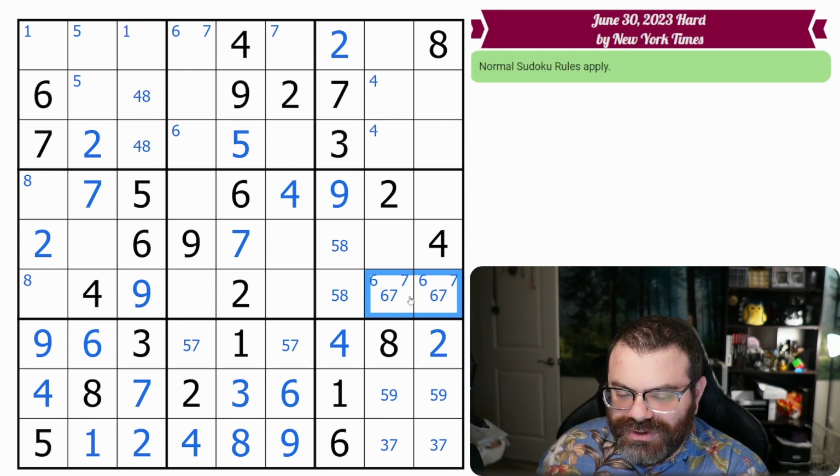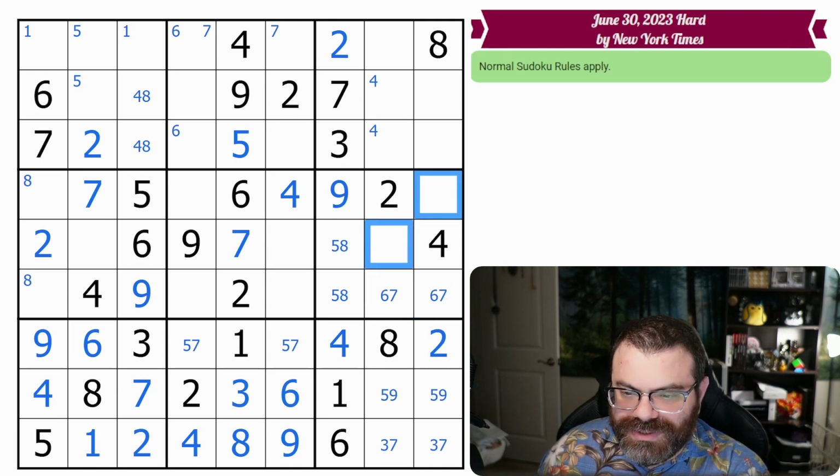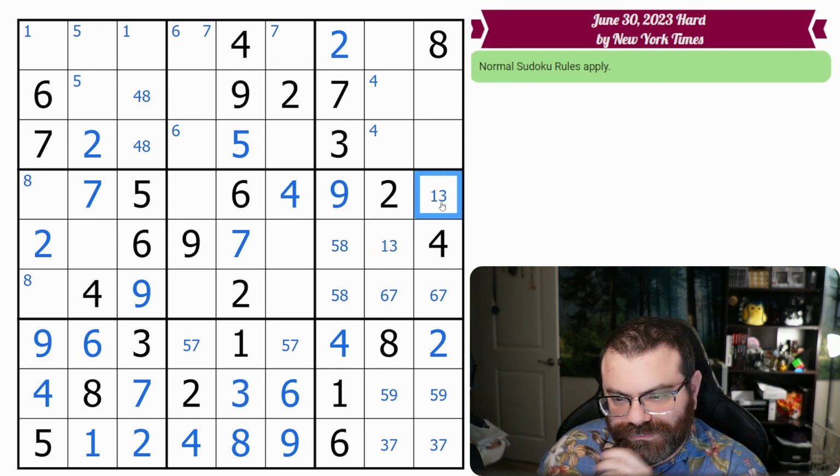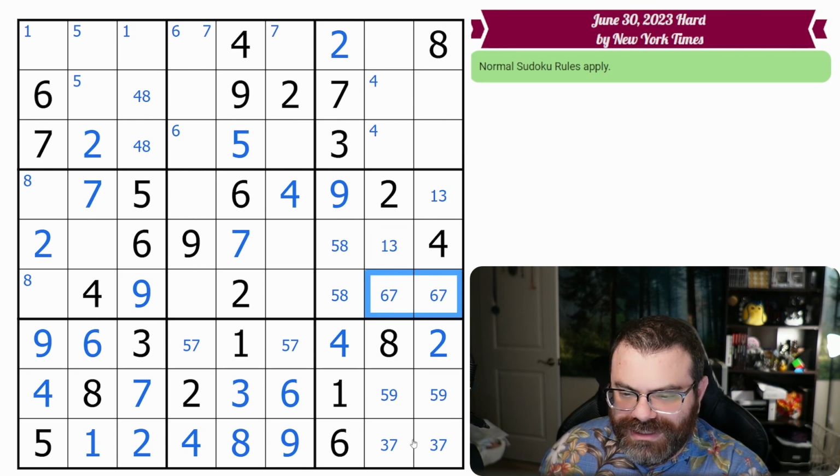2 digits that can only go in the same 2 cells have to go in those 2 cells and nowhere else. Nothing else can go in those cells, I should say. So we have this 6-7 pair, and this is also going to be a pair. 1 and 3, I guess. I'm looking to see if anything sees those. Nope.